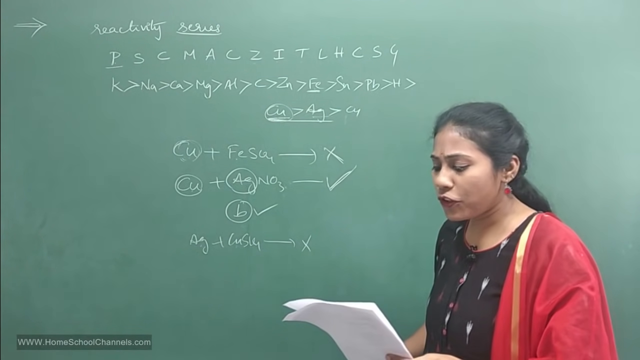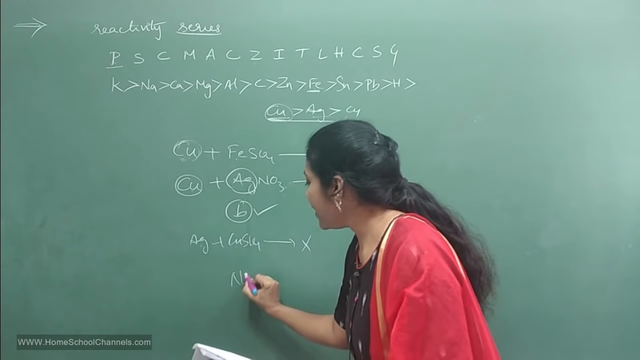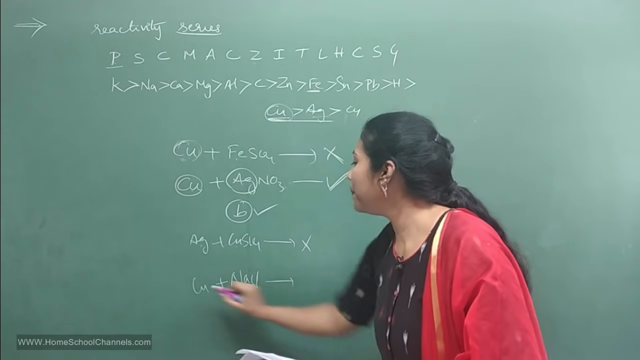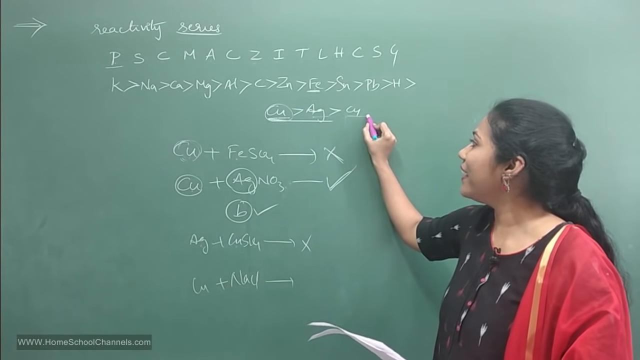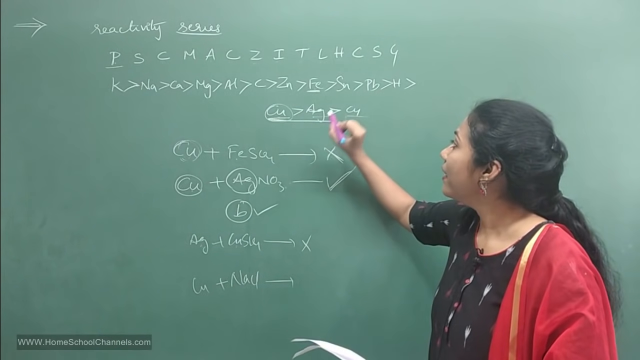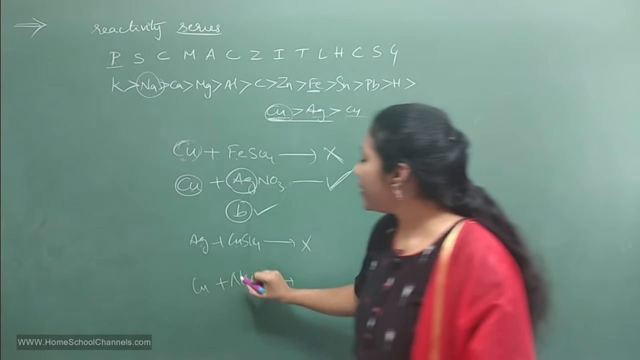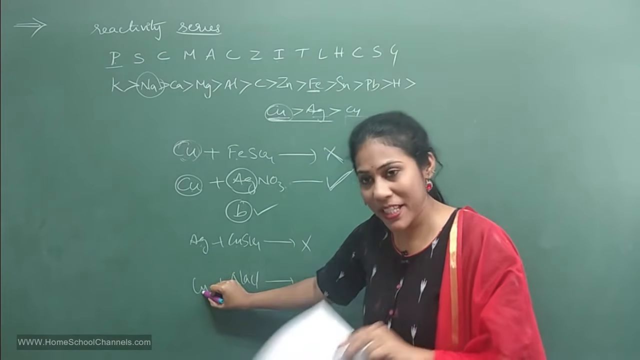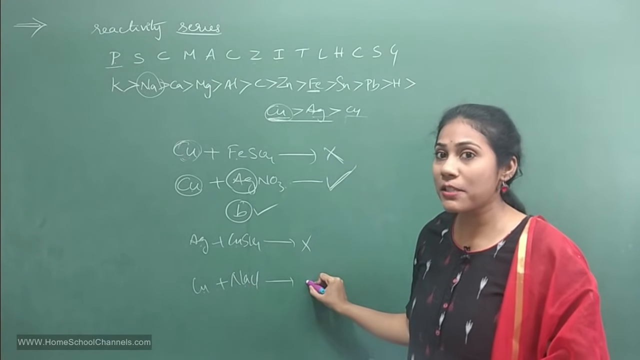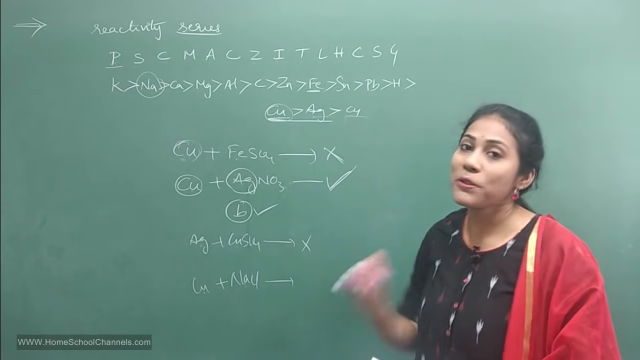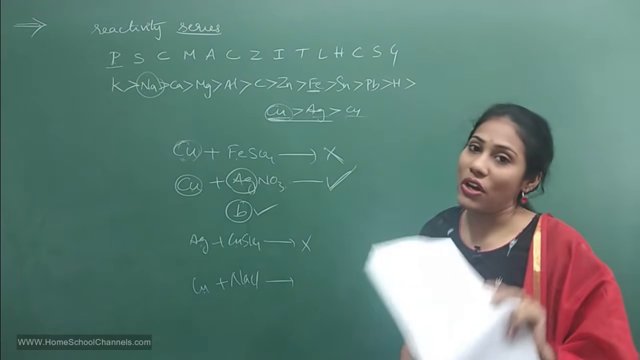So what is the fourth option? Let us see. You have NaCl solution. And what is the metal you have? Copper. Now, copper is somewhere at the end, right? And see, sodium is somewhere here. So sodium is more reactive. Copper must be more reactive than sodium, then only displacement occurs. But here copper is less reactive than sodium. So displacement reaction does not occur.